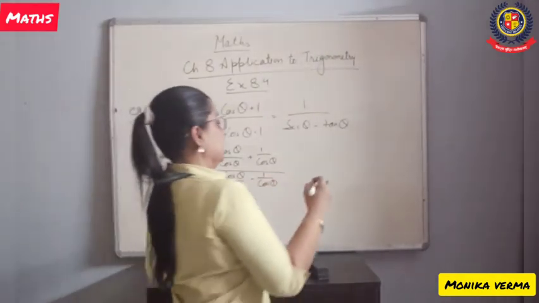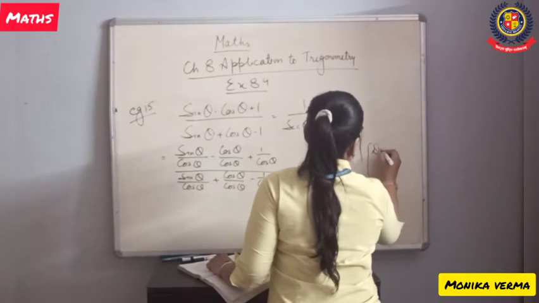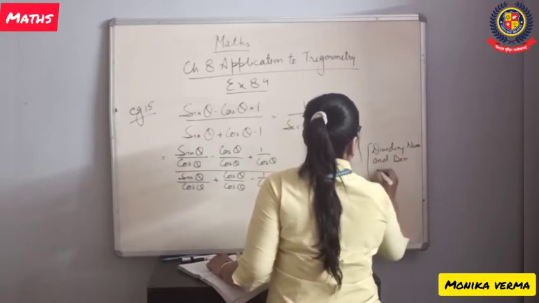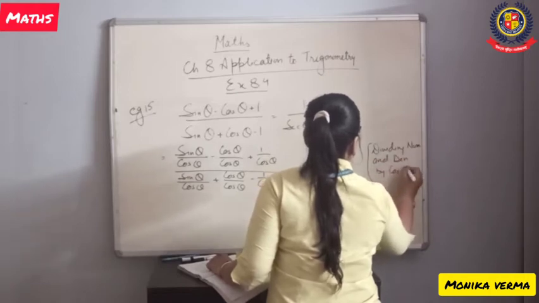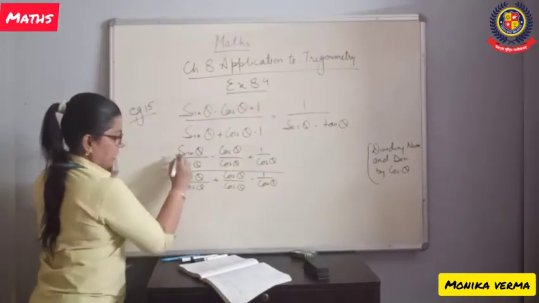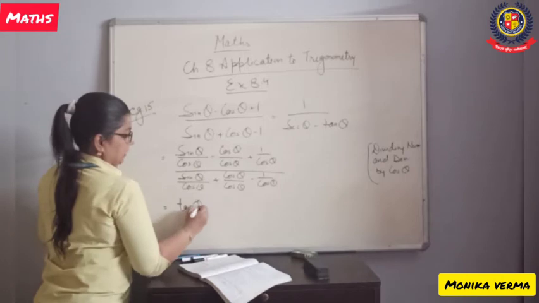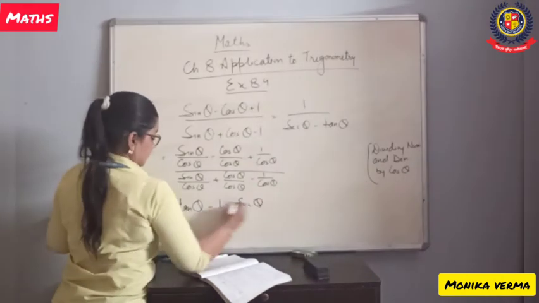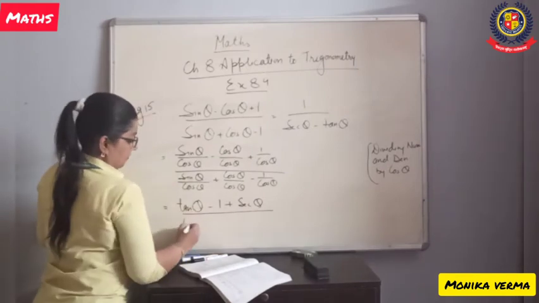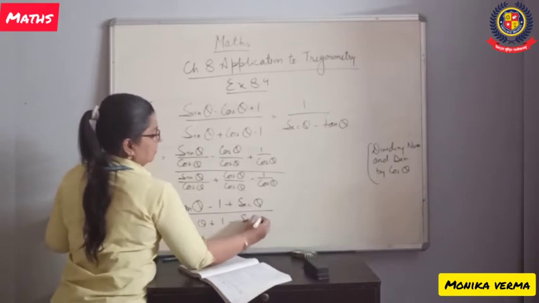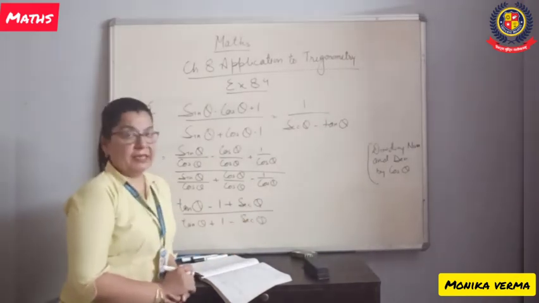And I can write here, dividing numerator and denominator by cos theta. Now sin theta by cos theta, sin by cos is tan theta, minus 1, plus 1 upon cos is sec theta. Here I am having tan theta plus 1 minus sec theta. Now I got the numbers in sec and tan.